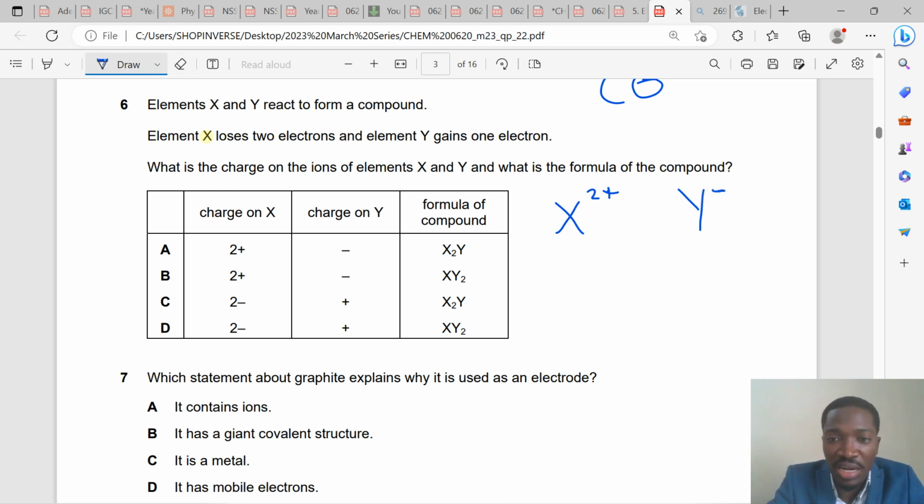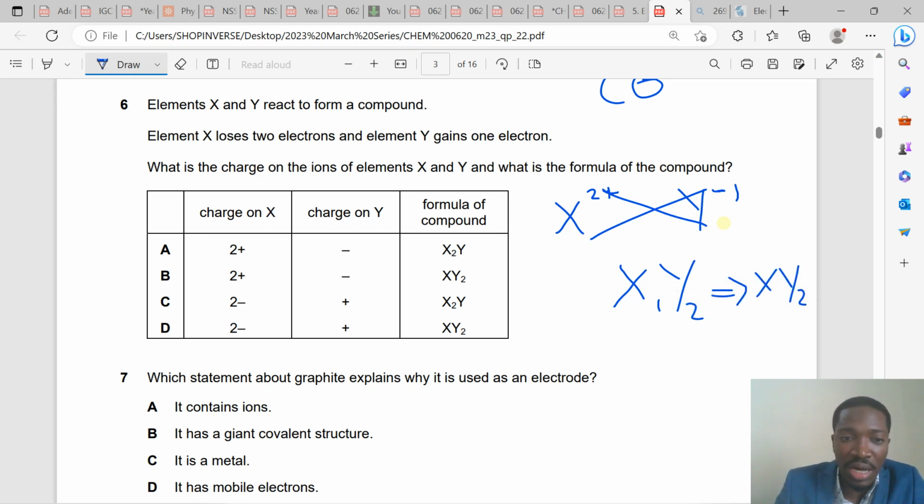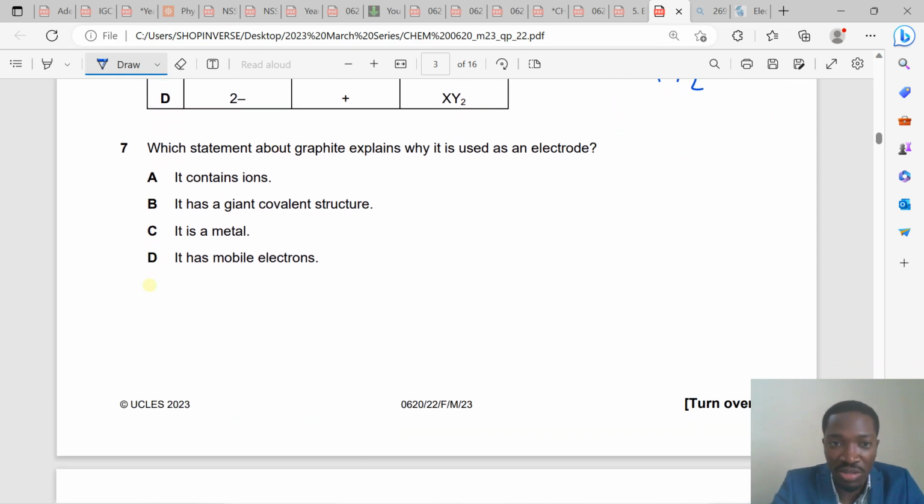Now when these two react, this is what happens: exchange of oxidation numbers. The minus here simply means minus one, right? So the 1 comes down here, that will be X1. Then the 2 up here comes down here, that will be Y2. X1Y2 can easily be written as XY2. That's what we are expecting. The charge on X will be plus 2 and the charge on Y is minus 1. That makes B the only correct answer to question 6. Let's go to question 7.